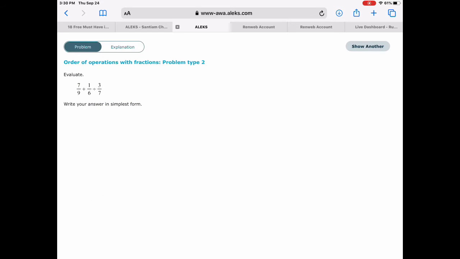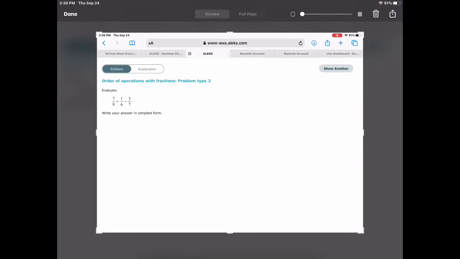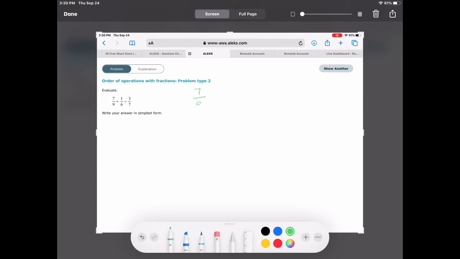The second problem we have to work on doesn't have parentheses either. It doesn't have exponents either. So we can start with multiplication and division. Here is our division that we need to do. To divide fractions, we multiply by the reciprocal. So basically we change division into multiplication.